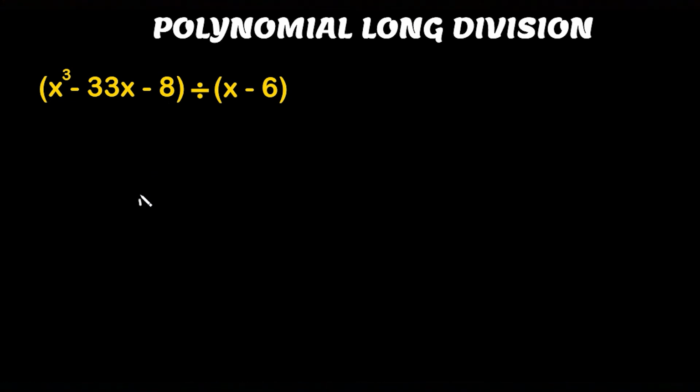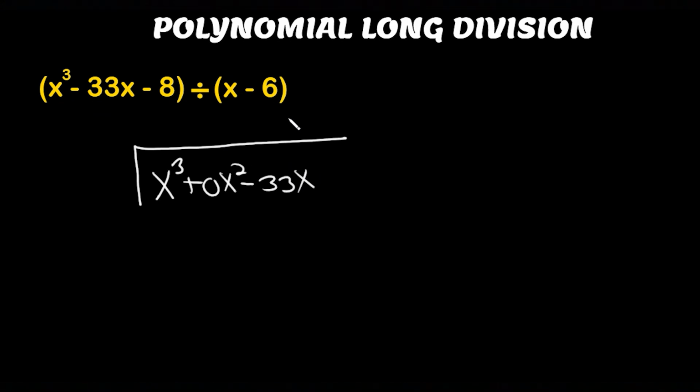You're going to do your long division bar and you're going to go right in order. I'm going to write x cubed. Now we have to plug in zeros for those missing powers. I'm missing x squared. So I'm going to put plus 0x squared. Okay. And then I go on to this negative 33x, and then you put minus 8. Okay. And the reason for putting these missing powers is so that everything will line up when you do long division. All right. And now we're going to put our divisor on the outside, x minus 6.